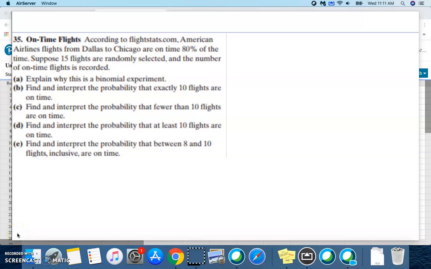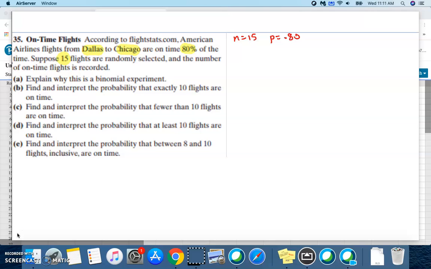Okay, this is part 2 looking at the binomial distribution for us. In this one we're looking at on-time flights. According to flightstats.com, American Airlines flights from Dallas to Chicago are on time 80% of the time. Suppose that 15 flights are randomly selected and the number of on-time flights is recorded. So from here we can see that n is 15, and our probability of success is 0.80 or 80%.